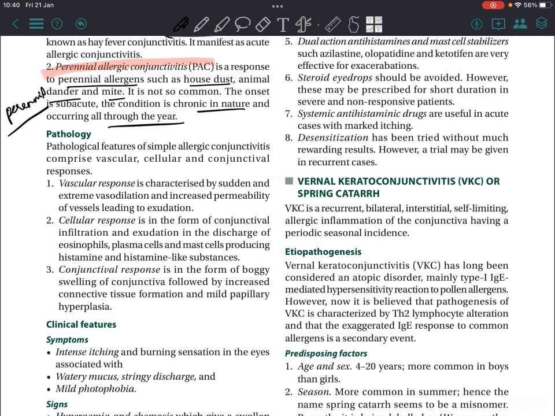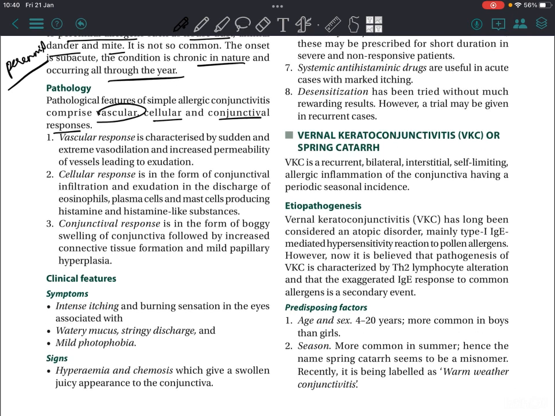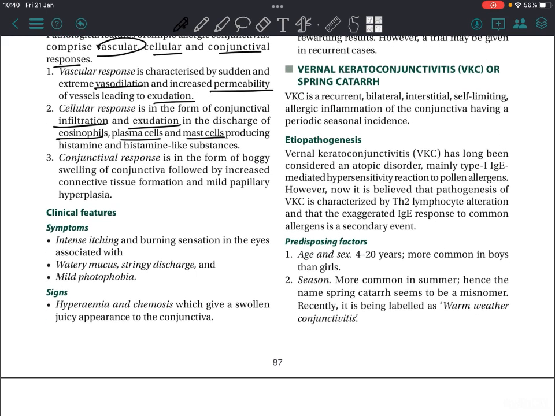Pathological features of simple allergic conjunctivitis comprise vascular, cellular, and conjunctival responses. Vascular response is characterized by sudden and extreme vasodilation. Increased permeability of vessels leads to exudation. Cellular response is in the form of conjunctival infiltration, exudation, and discharge of eosinophils, plasma cells, and mast cells, producing histamine-like substances. Conjunctival response is in the form of boggy swelling of the conjunctiva followed by increased connective tissue formation and mild papillary hyperplasia.